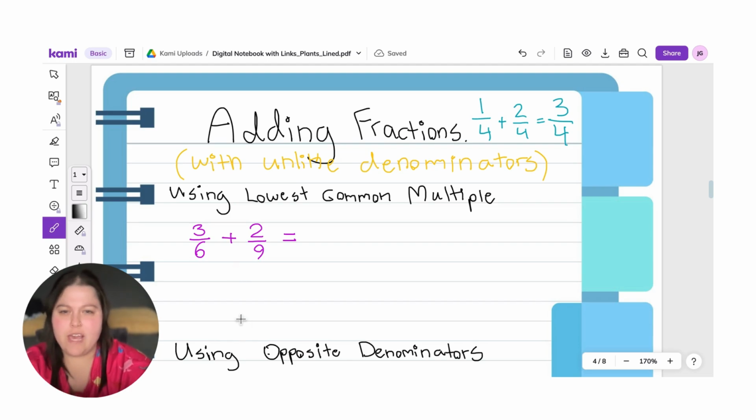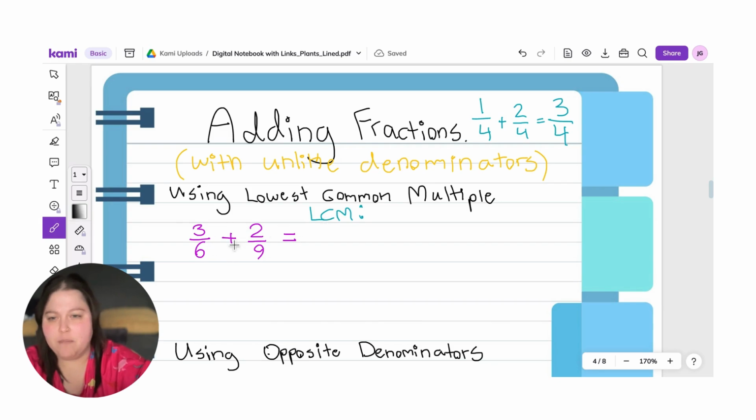So we are going to look at three different methods to add these unlike denominator fractions together. The first scenario is using lowest common multiple to find the lowest common denominator. Now, I've already done a video on lowest common multiple, or LCM, so I'm not going to explain everything about that process, but I am going to demonstrate the process for you.